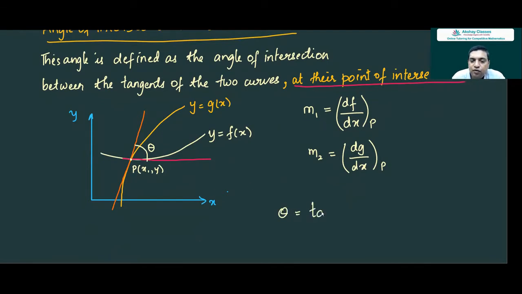Theta is tan inverse of. Now, if you want to find acute angle or obtuse angle, you can. If you want to choose the acute angle between the lines, then we need to take the modulus. Otherwise, you just leave it like this: (m1 minus m2) by (1 plus m1 m2). This is the standard angle between two lines, that result.